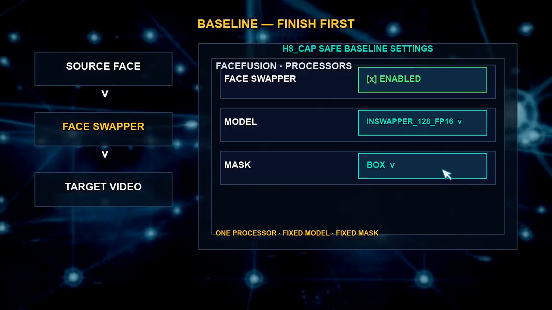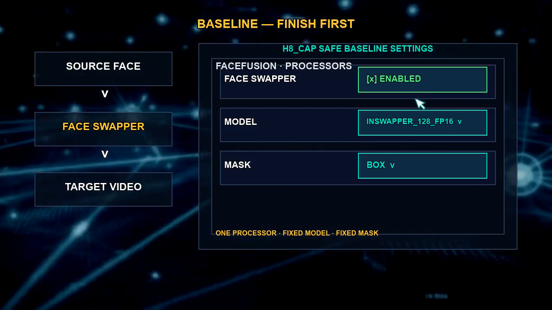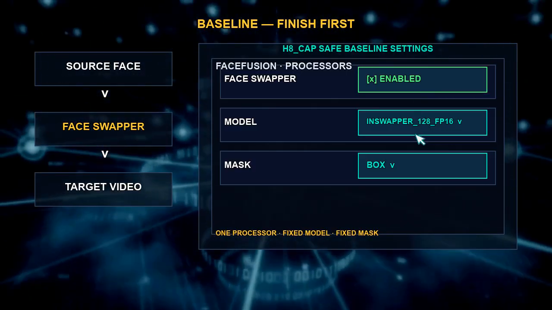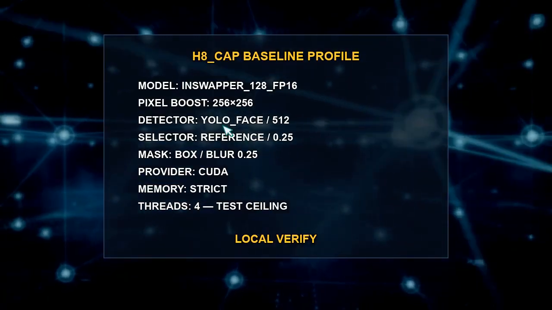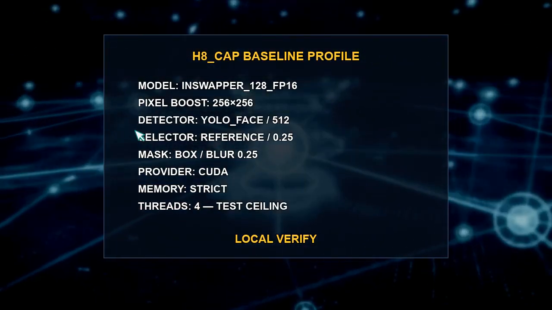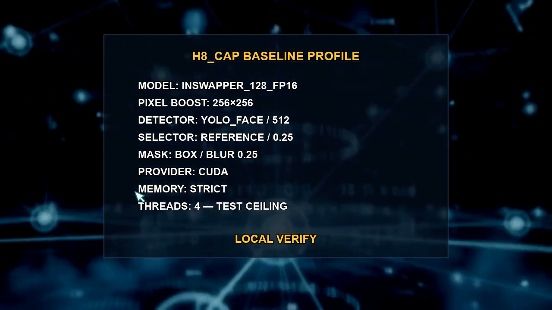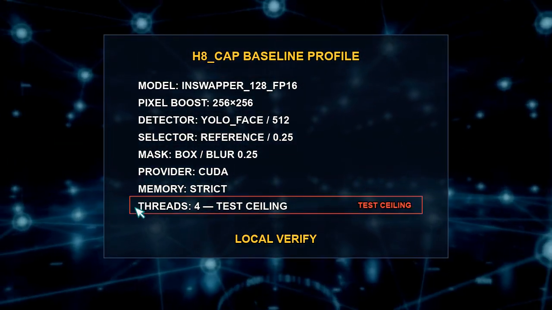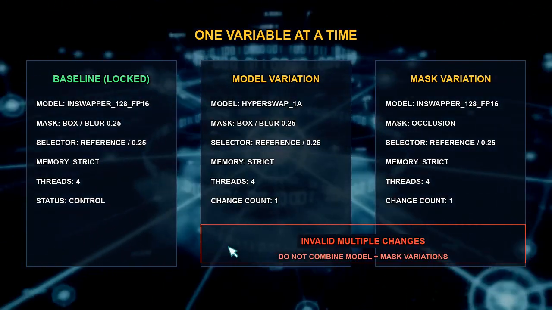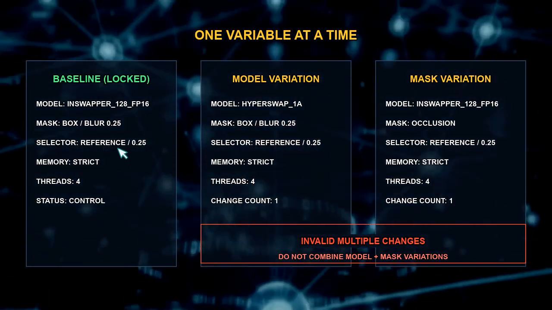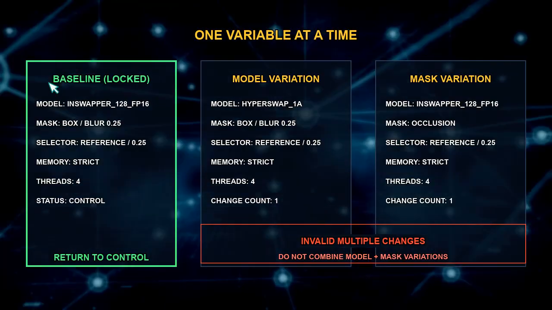For the first pass, strip the pipeline down. FaceSwapper only, a simple box mask, low pixel boost, and strict memory mode. Start with INSwapper FP16 as the lightweight control. 4 threads is only a test ceiling here today, not a universal performance promise for every system. Then change one variable at a time. If the baseline cannot finish cleanly, every enhancer, mask, and larger model only hides the real problem.